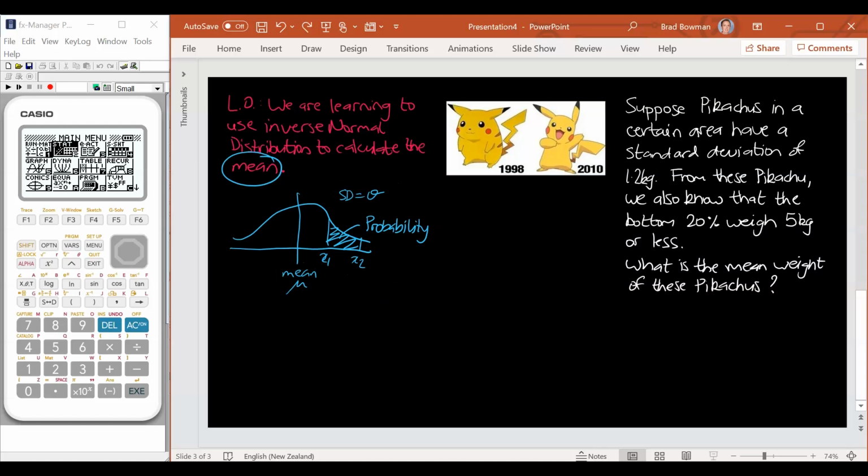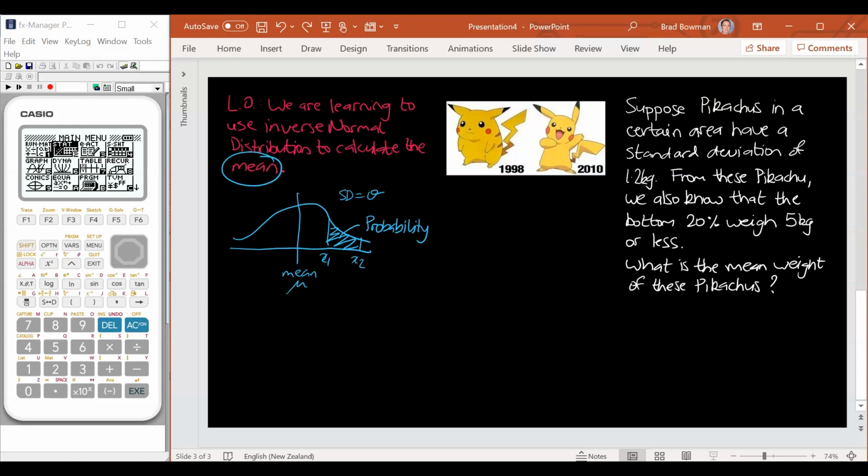Except the mean type of question and the standard deviation, they're a lot harder, and the calculator doesn't do all the work. There is a bit of independent thinking that you need to do when answering these questions. I'm going to run us through a 5-step approach that helps us solve these problems.